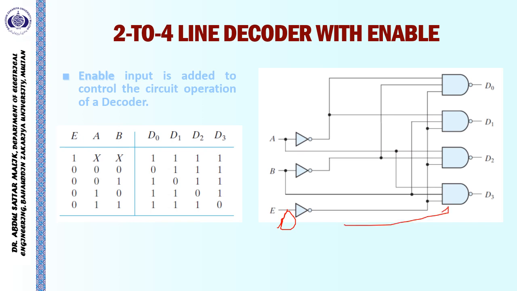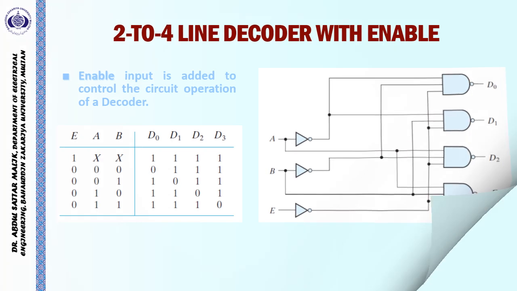On the other hand, when enable is equal to 0, then 1 will be coming over here, and then depending upon the combination of A and B, whether it is 0, 0, 0, 1, 1, 0 or 1, 1, only one of the four output variables will be decoded. So through this enable, we are actually controlling the operation of the whole circuit.